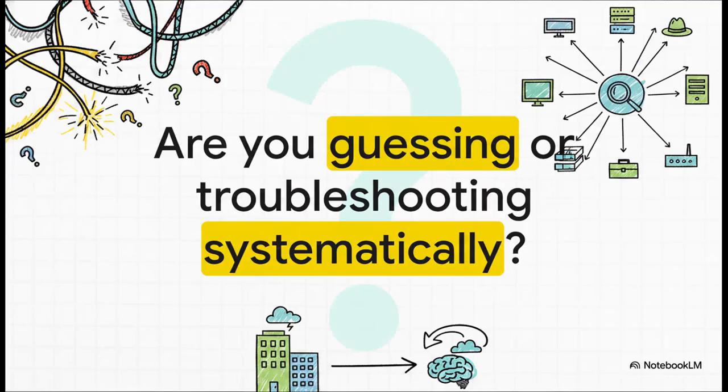Which brings me to a final, provocative question for you to really think about. Are you guessing, or are you approaching your network calmly and systematically? The next time an unexpected outage strikes your office, just take a deep breath. You now have the detective-like mindset and the exact methodology needed to solve it.